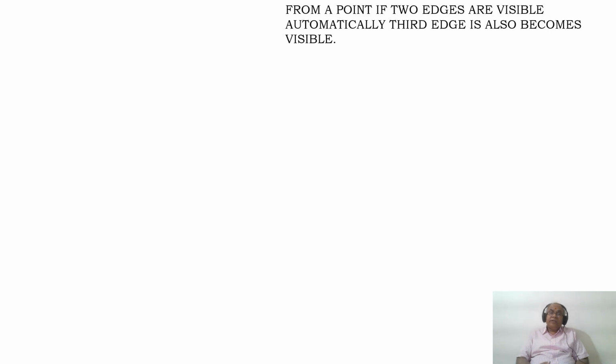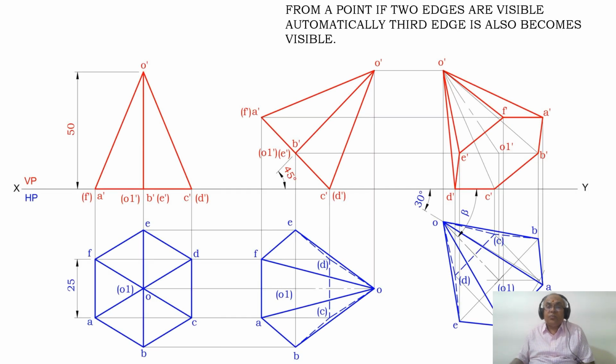Then we have, from a point, if two edges are visible, automatically that edge also becomes visible. Means what? Once you have this F dash and E dash visible points, since from F dash two edges are passing through, one is F dash A dash and the other one is F dash O dash. So A dash F dash is already visible. Therefore, F dash O dash also becomes visible. Why? Because from a point, if any one of the edges becomes visible, automatically the other edge also will become visible. So it will be a dark line.